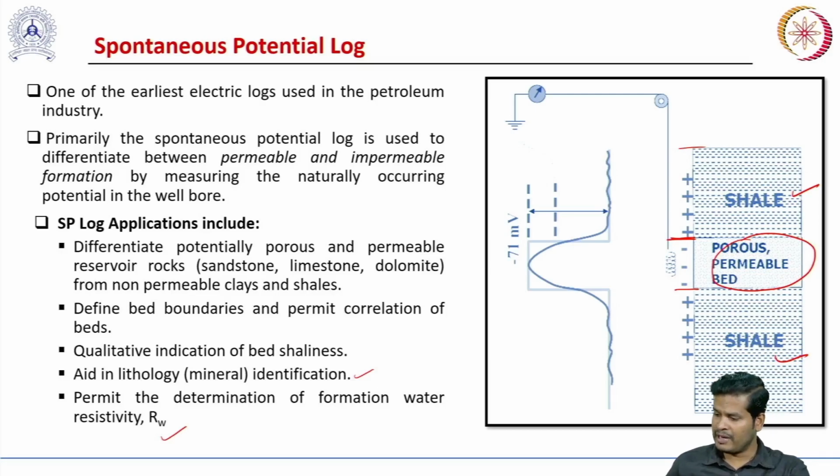In this figure, you see that against a porous and permeable formation, the SP log generally gives you a deflection. Against a shaly or impermeable formation, you are not getting any deflection. So whenever in an SP log you see a deflection, that is an indication that a porous and permeable formation might exist at that depth. From here to here you have a deflection from a straight line, so this is a potential porous and permeable formation.